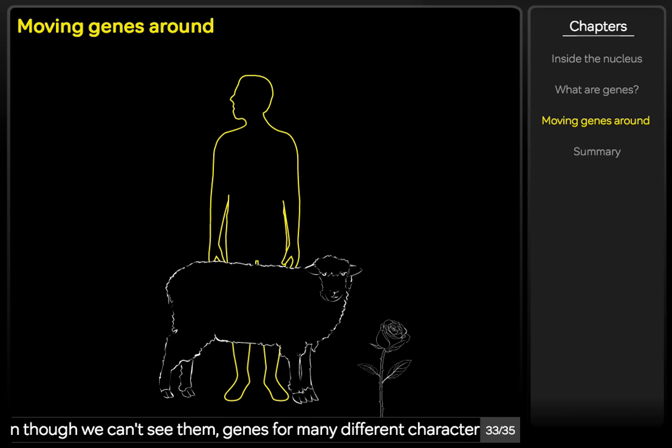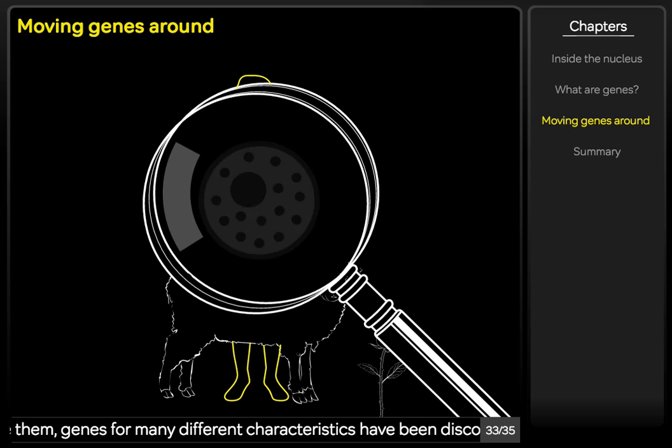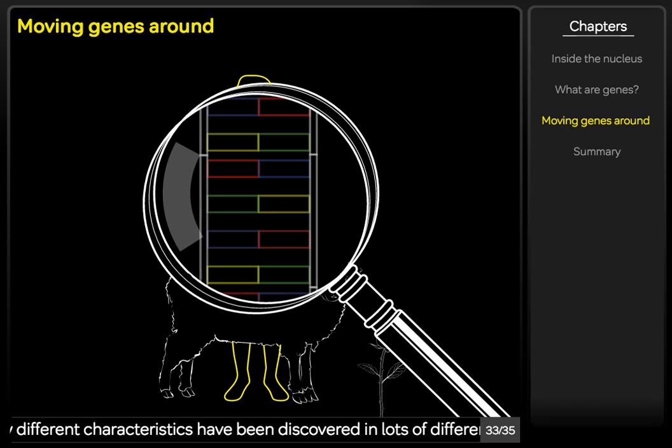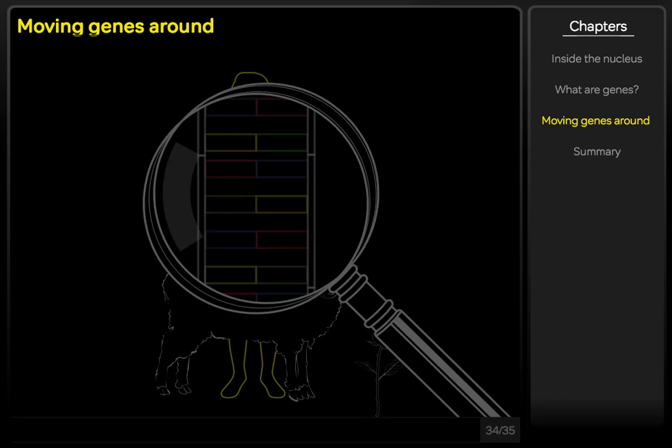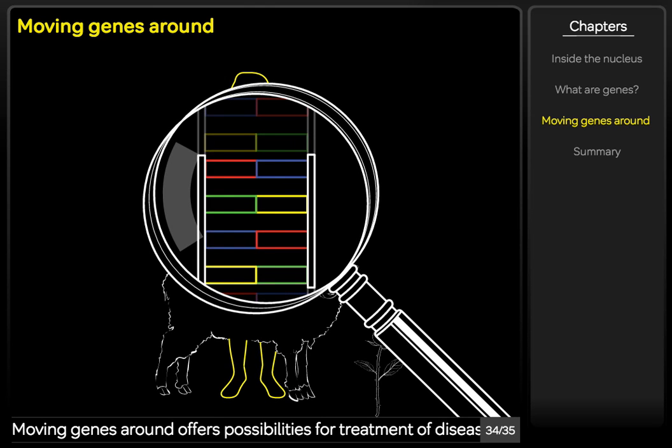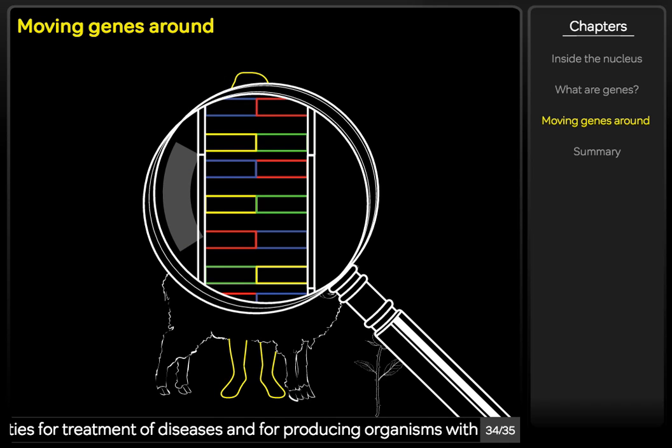Even though we can't see them, genes for many different characteristics have been discovered in lots of different plants and animals. Moving genes around offers possibilities for treatment of diseases and for producing organisms with particular characteristics.